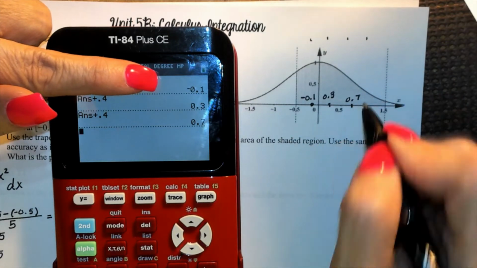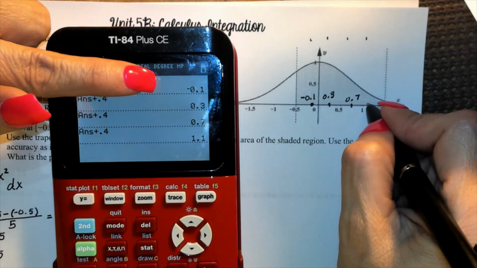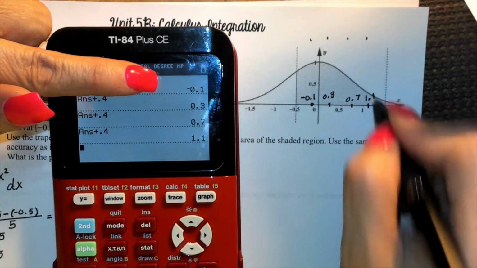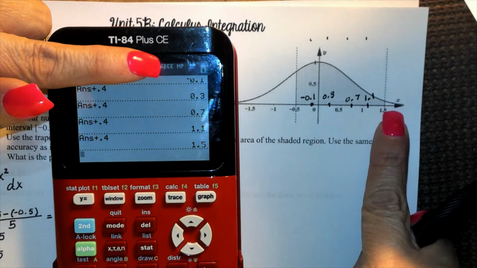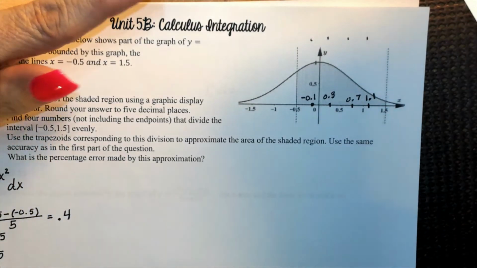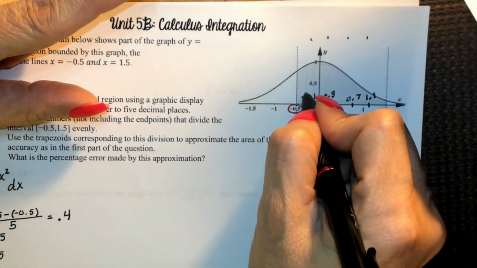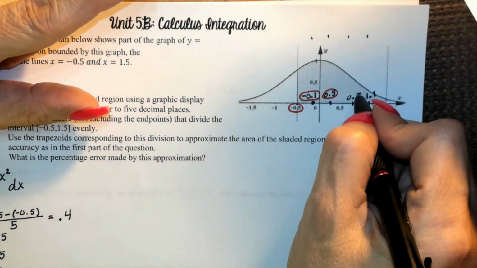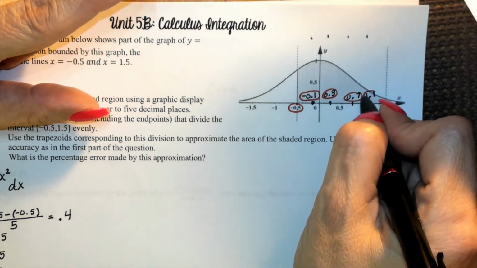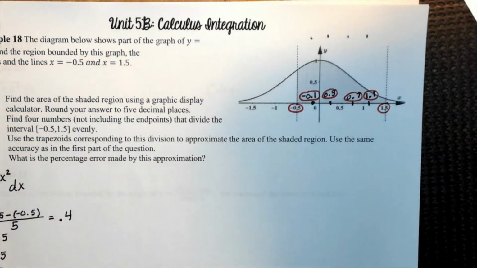I'm at 0.7, plus 0.4 again, and now I'm at 1.1, and then plus 0.4. I should be at the end, and I'm here. Okay, so I'm going to circle these. I'm going to need to do f of negative 0.5, f of negative 0.1, f of 0.3, 0.7, 1.1, and 1.5. I need to do f of each one of those in order to figure out what this is going to equal.